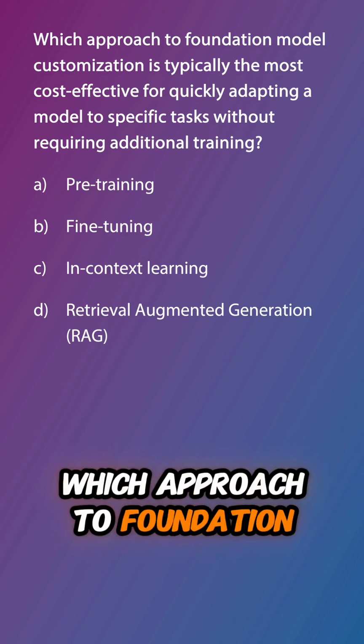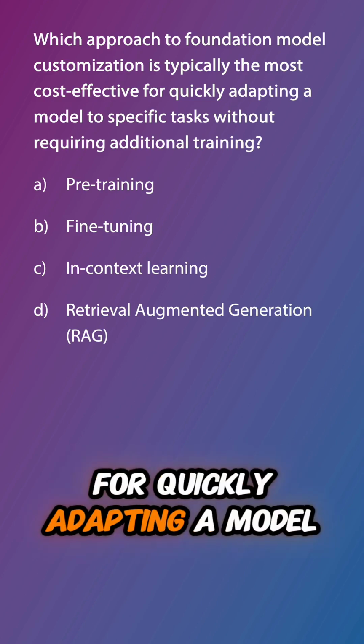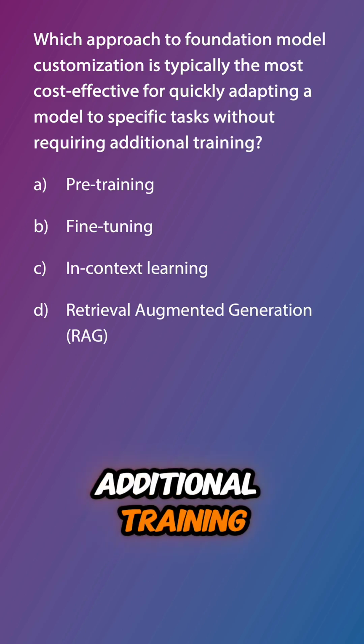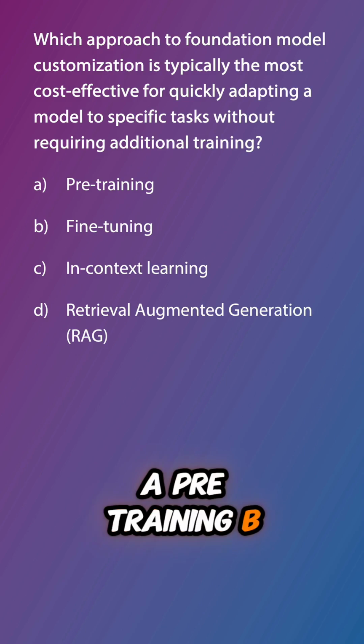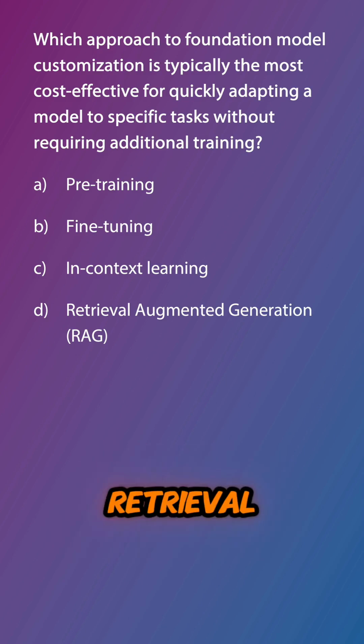Which approach to foundation model customization is typically the most cost-effective for quickly adapting a model to specific tasks without requiring additional training? A, pre-training, B, fine-tuning, C, in-context learning, or D, Retrieval Augmented Generation or RAG?